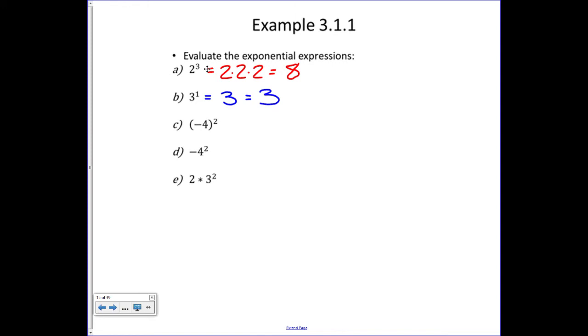Well, the examples for C and D here look very similar, but they have very different answers. So for example, for C, we've got negative 4 squared. So that's negative 4 times negative 4. Notice that the negative is within the parentheses, and so the negative is being squared as well. Negative 4 times negative 4 is positive 16.